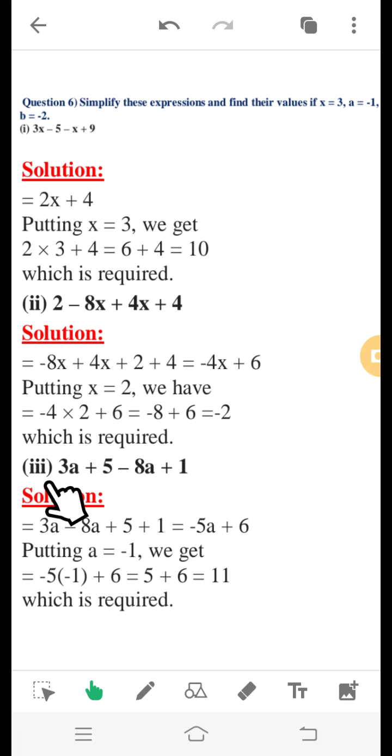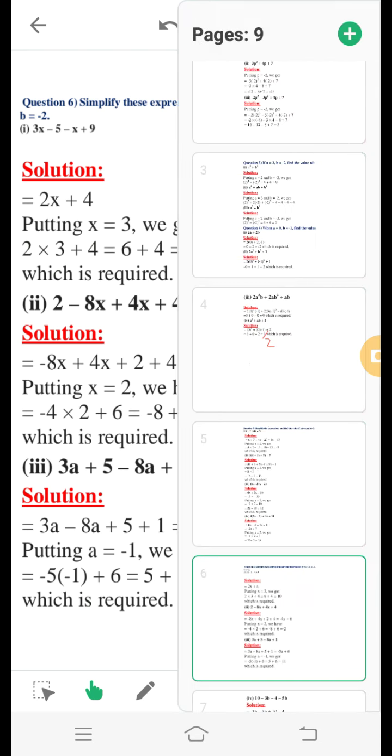Third one, 3a plus 5 minus 8a plus 1. Put the like terms together. 3a minus 8a plus 5 plus 1. 3a minus 8a is minus 5a, plus 5 plus 1 is 6. Put the value a is equal to minus 1. We get minus 5 into bracket minus 1 plus 6. 5 ones are 5, plus 6, so it's 11.